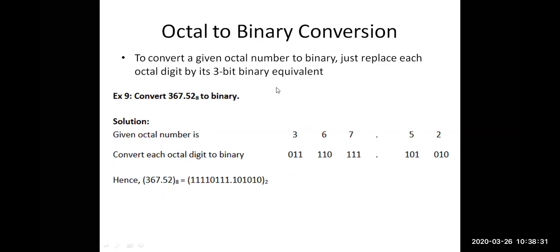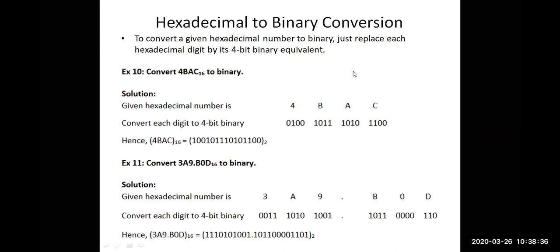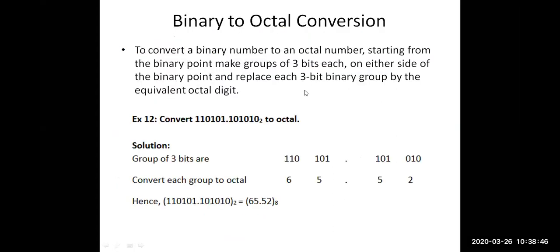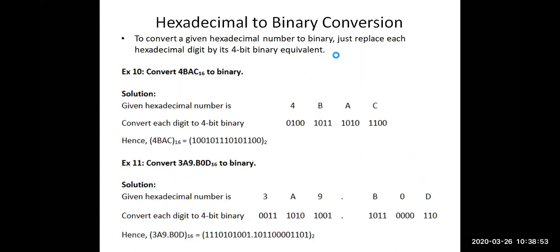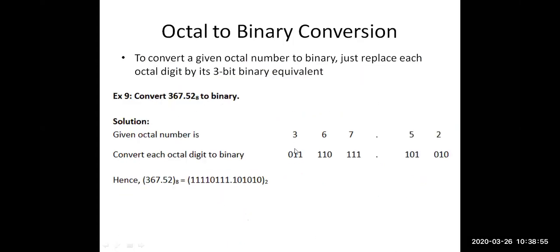Octal to binary and hex to binary are simple. Octal to binary 4 2 1 rule, hex to binary 8 4 2 1 rule. Just replace each digit of octal and hex by their equivalent binary groups. Okay. Now, how to do the binary to octal conversion and binary to hex? These are just reverse operations of what we have done here. So here octal to binary was converted. The same thing can be done for binary to octal.